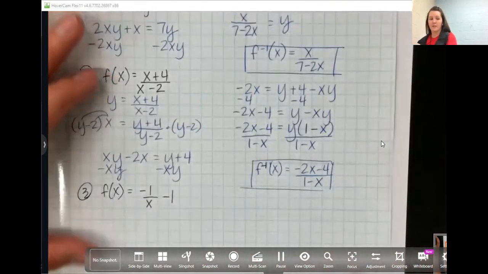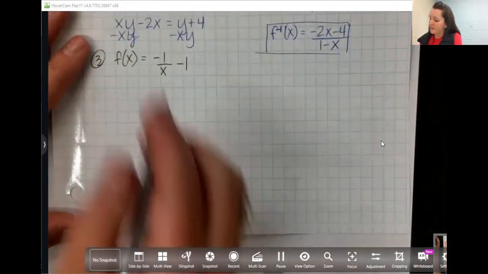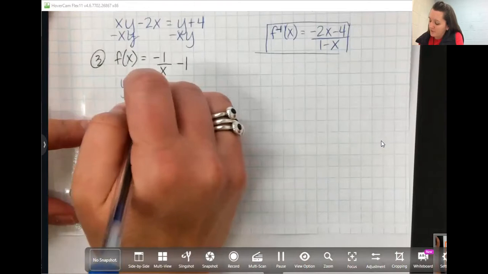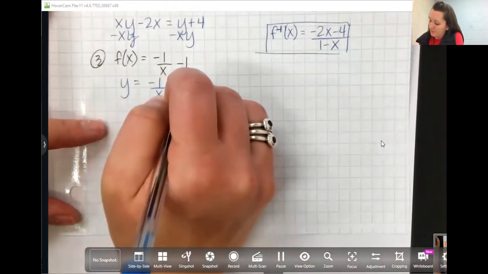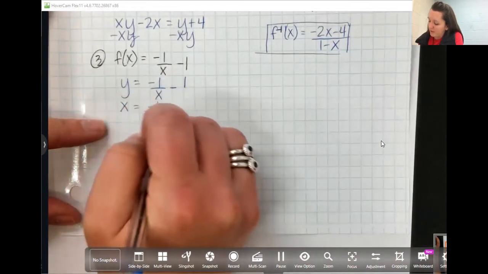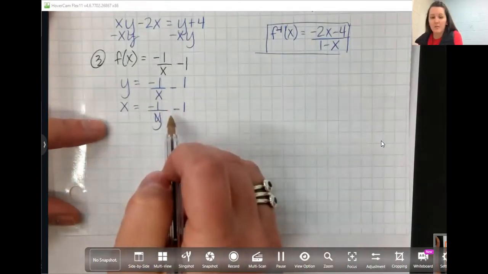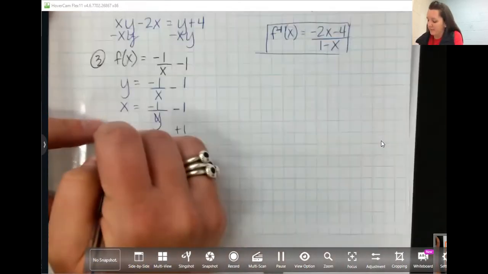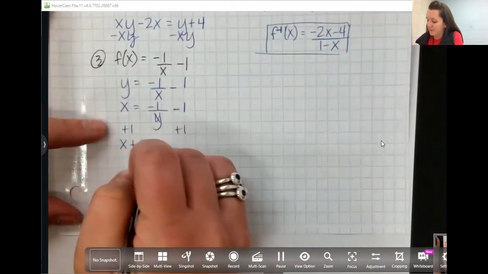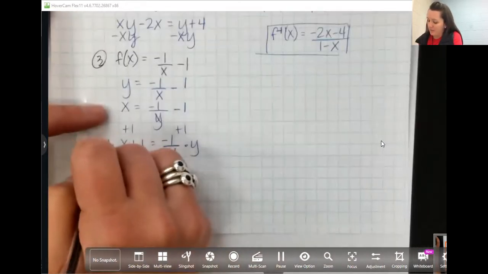Here's our answer for the last one, and we'll check the graph at the end. All right, here's our last one. F of x equals negative 1 over x minus 1. Replace with y equals negative 1 over x minus 1. Switch your x and your y: x equals negative 1 over y minus 1. Now solve for y. I'm going to get rid of this 1 first by adding. So I have x plus 1 equals negative 1 over y. I've got to get rid of the denominator first. I'm going to multiply by y on both sides.